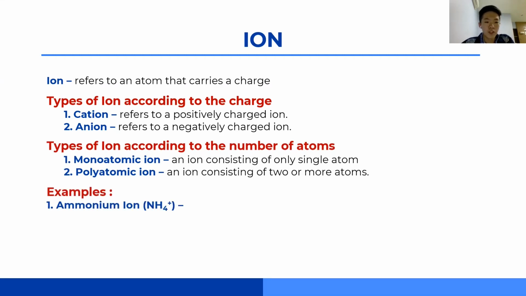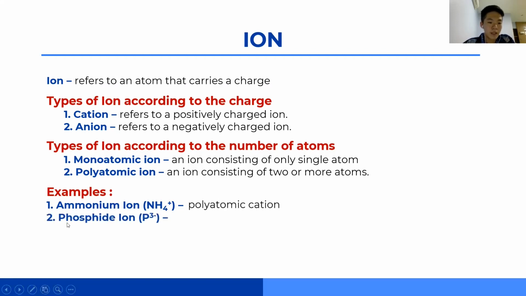First one is ammonium ion, or NH4+. We can see that there's a plus sign over here. So this means that it is a positively charged ion. So it is a cation. And because there are two atoms, nitrogen and hydrogen, it is a polyatomic ion. So combining polyatomic and cation, ammonium ion is a polyatomic cation.